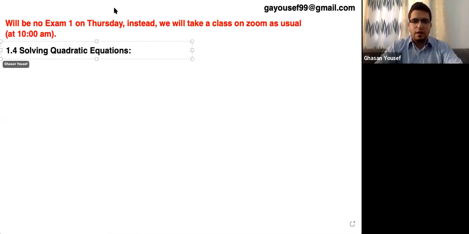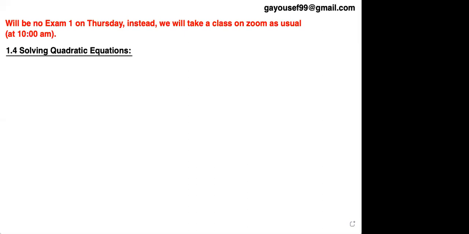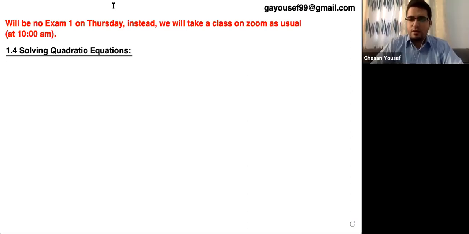So any idea about a quadratic equation? What is the meaning of a quadratic equation? Did you hear about this definition or this word in high school? Quadratic equation? Yes, go ahead. A quadratic equation is an equation which has an exponent in it and a variable symbol. Can you give me the definition, or what is the form of the quadratic equation?